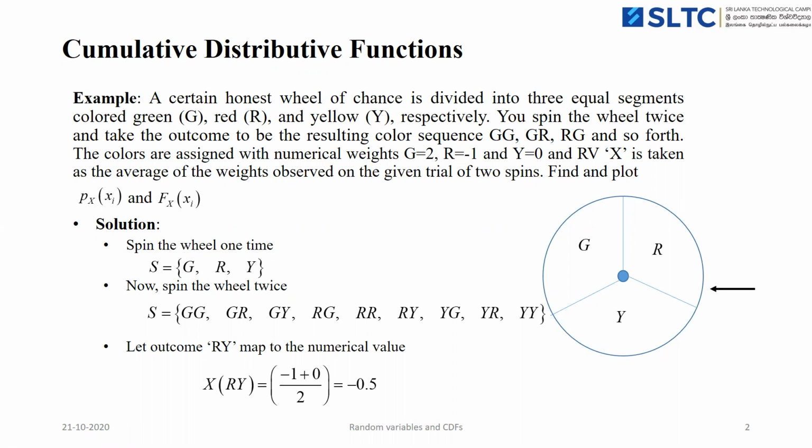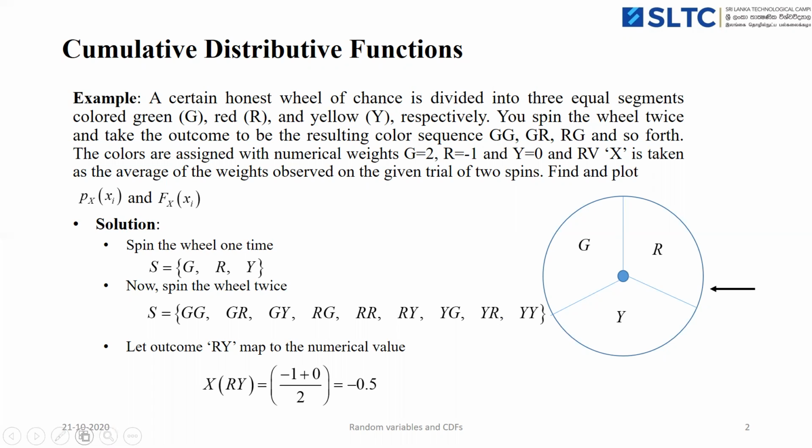Now, consider we are spinning the wheel two times, twice. So after two spins, the sample space consists of nine sample points or nine outcomes, which are GG, GR, GY, RG, RR, RY, YG, YR, YY. So now we need to map the sample points into numerical values.